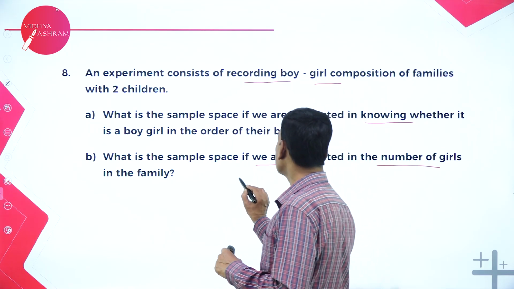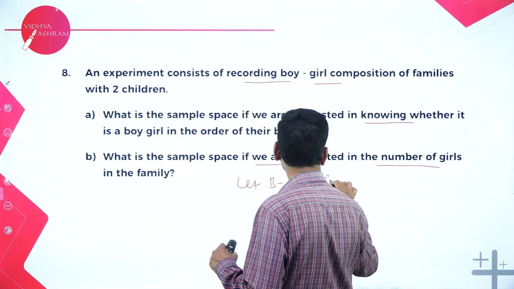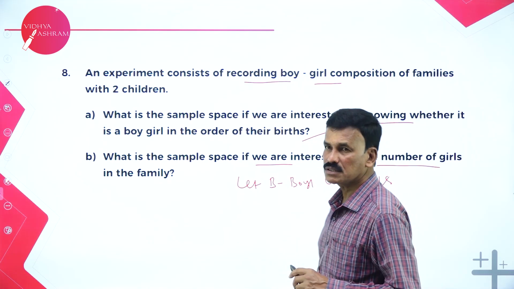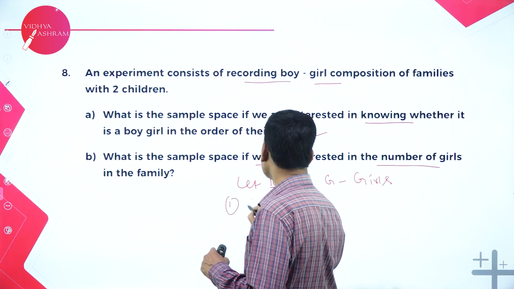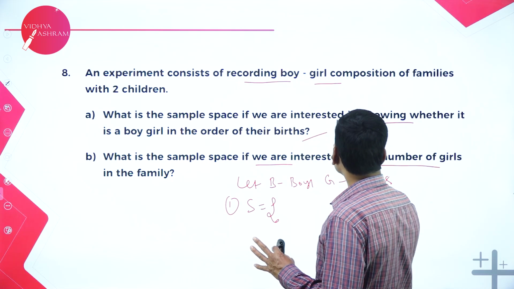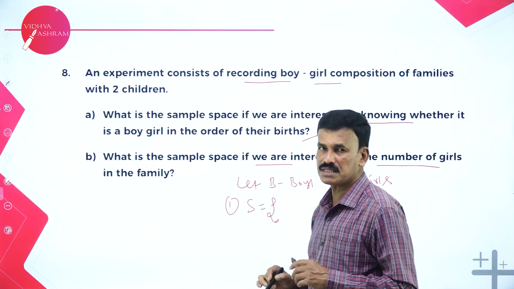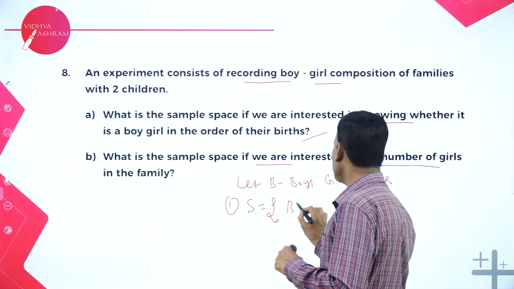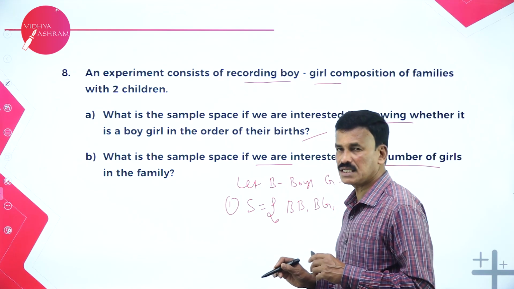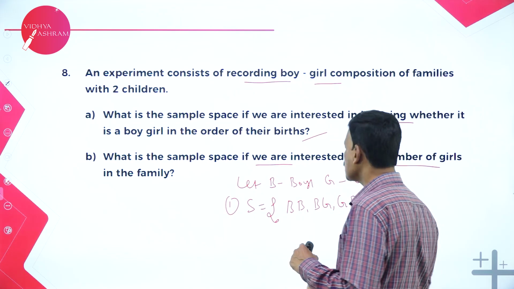Now, let B stand for boy and G stand for girl. So first one, the required sample space S is equal to, if we are interested in knowing whether it is a boy or girl in order of their births, it will be BB, boy boy, BG, boy girl, then GB, girl boy, and GG, girl girl. That's it. This is the sample space.